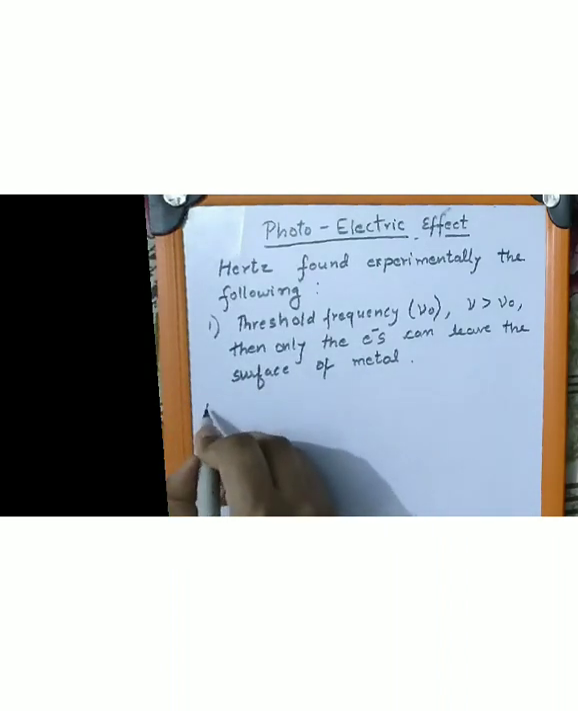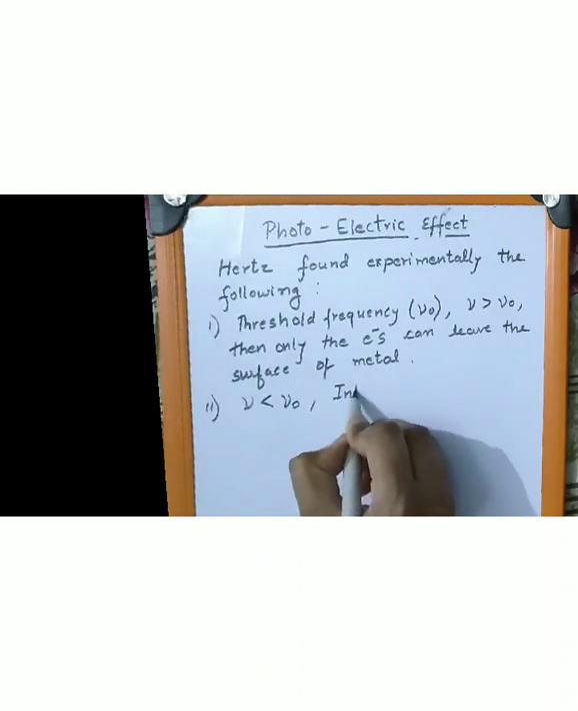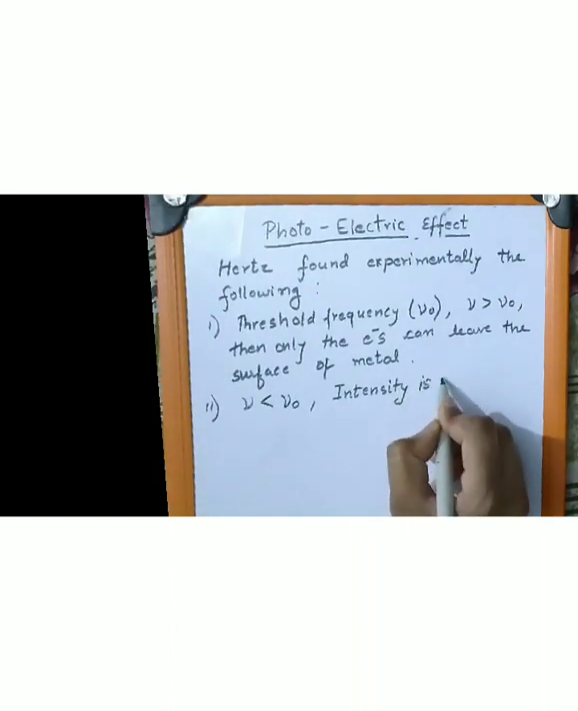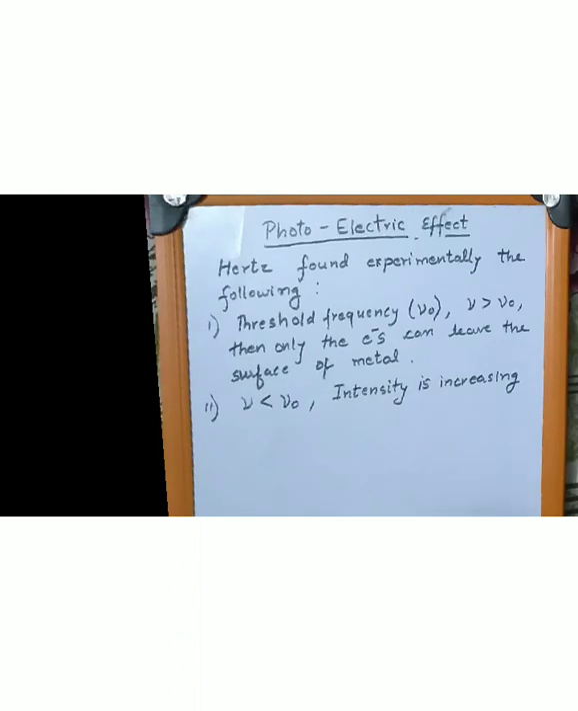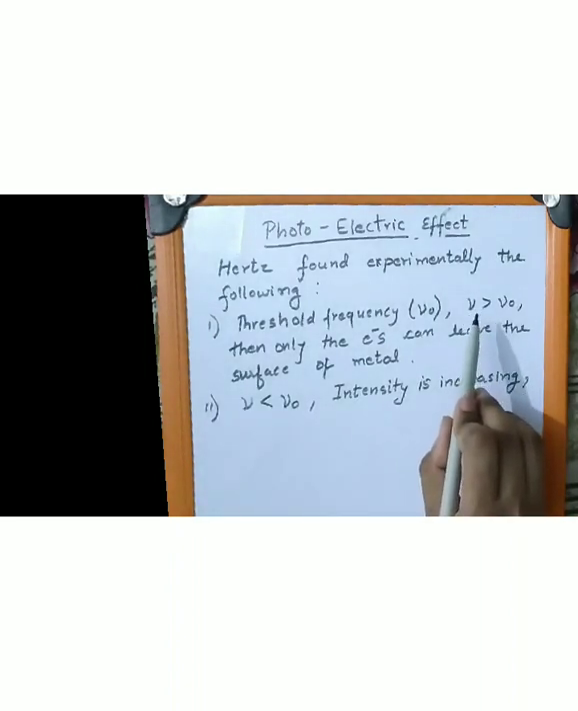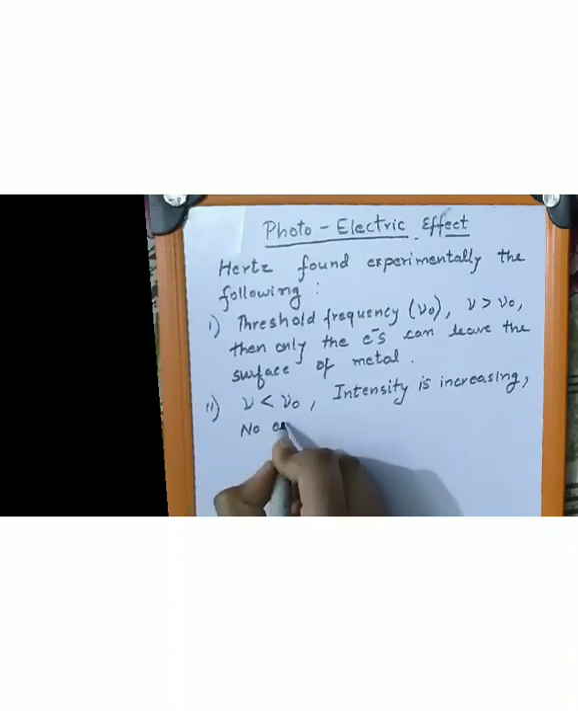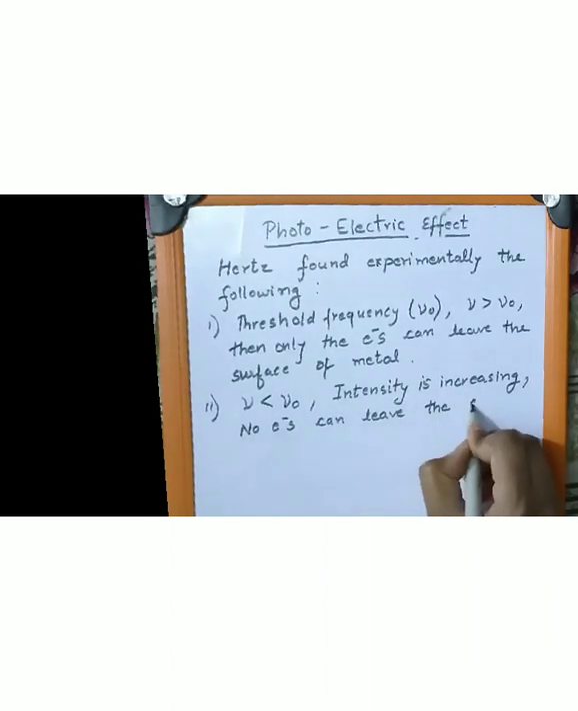Now, if the incident light frequency nu is less than the threshold frequency, and we keep on increasing the intensity, will that make the emission of electrons from the surface? No. Emission of electrons only takes place when nu is greater than nu naught. So, on increasing the intensity, when nu is less than nu naught, no electrons can leave the surface of the metal.